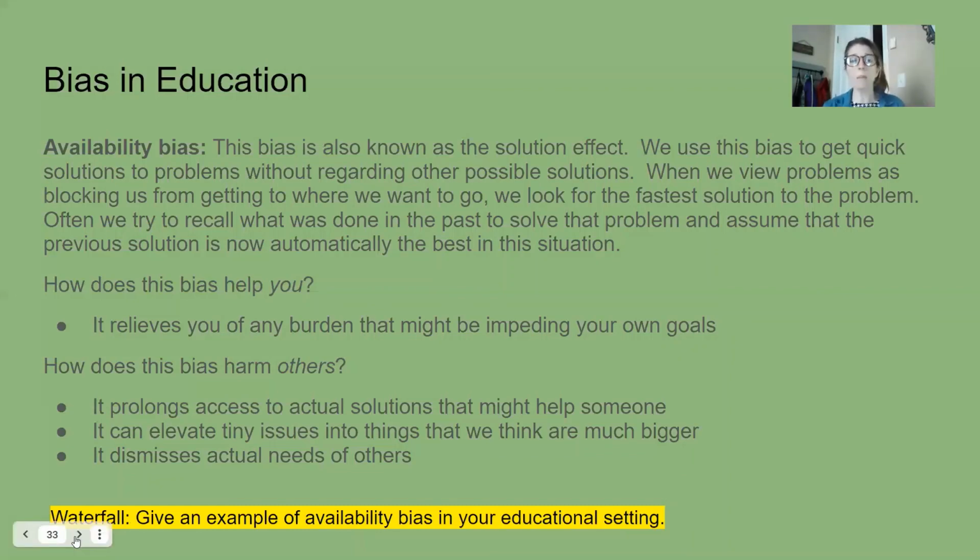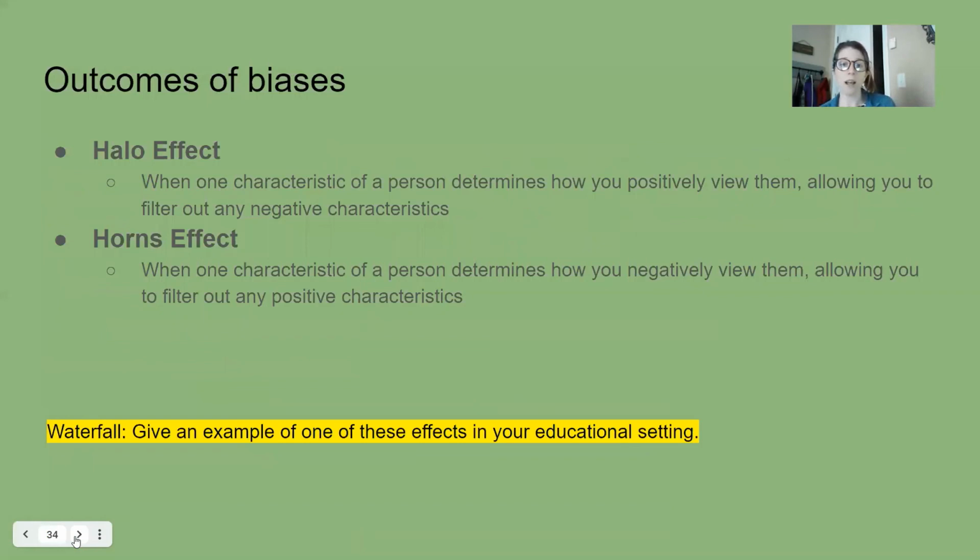And so one of the outcomes of biases is called the halo effect, or the horns effect. And a halo effect is when one characteristic about a child determines how you positively view them. And it allows you to filter out any negative characteristics, right? And so once that child has the halo effect, they could probably be doing one of the same hot button behaviors as another child, but you're more willing to overlook it because it might be out of character, or because that child does this really well, or you had a positive experience with them, or whatever it might be.